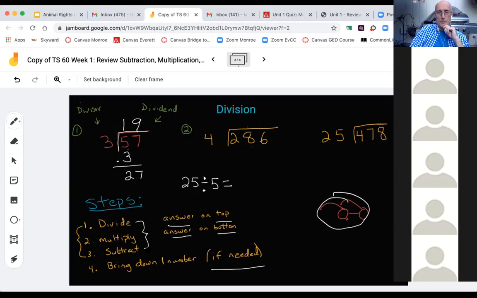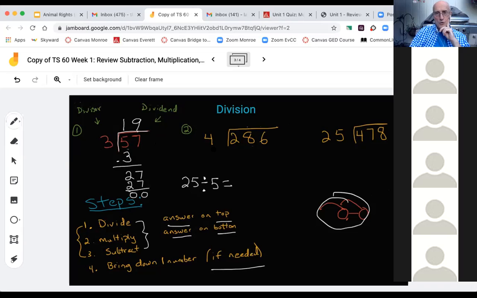Step 2 is to multiply. It says I'm supposed to multiply and put my answer on the bottom. So I take my 9 times 3 is 27. Put the answer on the bottom. Step 3 is to subtract. And if I subtract, I get zeros. I've done everything. I've brought down the last number. I'm all finished. Yeah, 3 goes into 57 19 times. And I could check that by multiplying 3 times 19, or punch it into a calculator to check and see if I got 19. Okay.